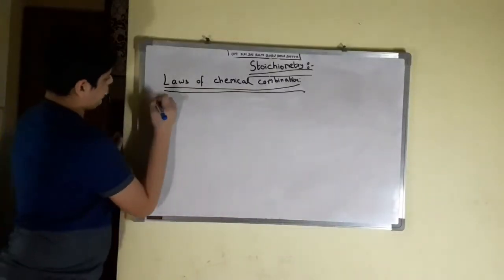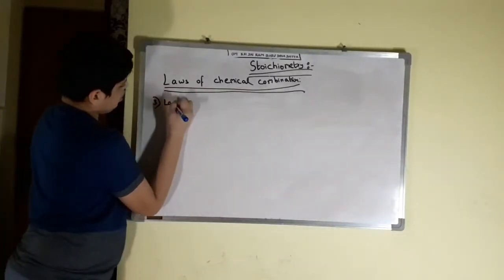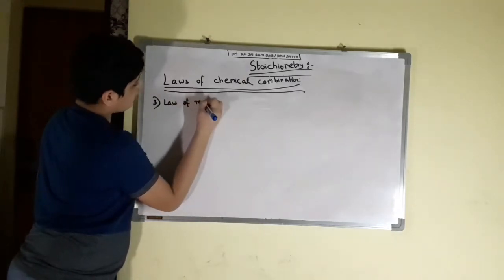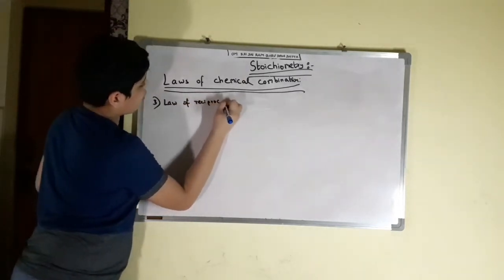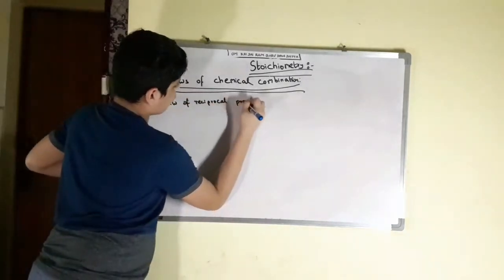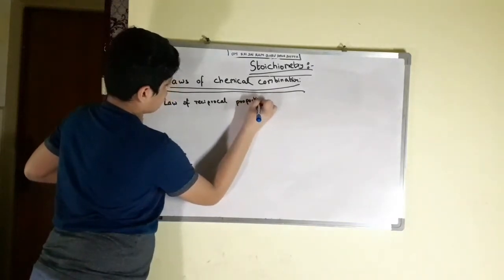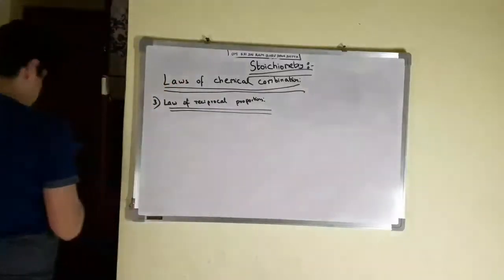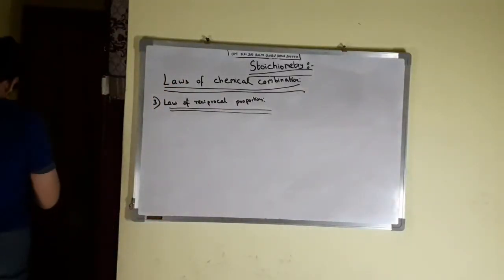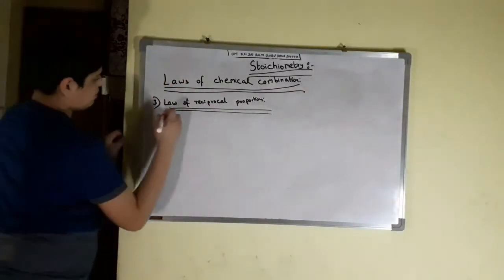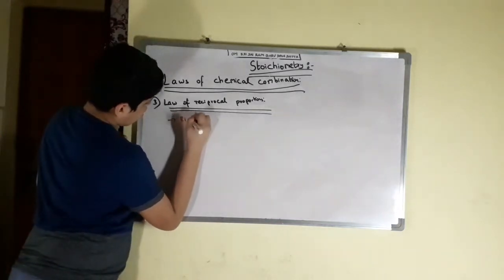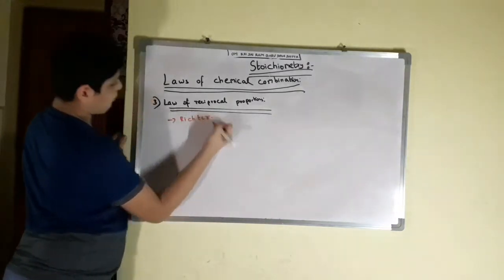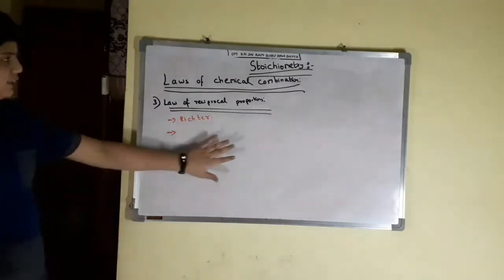So the third law is the law of reciprocal proportions. Okay. This law was proposed by Richter. So what does this law state?